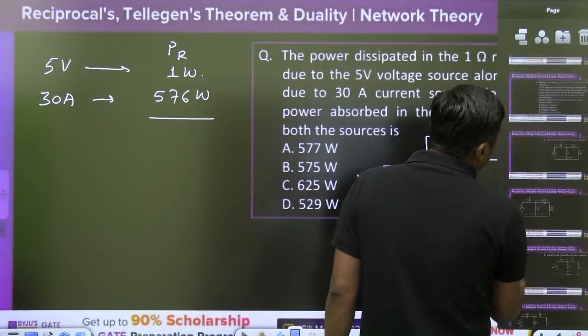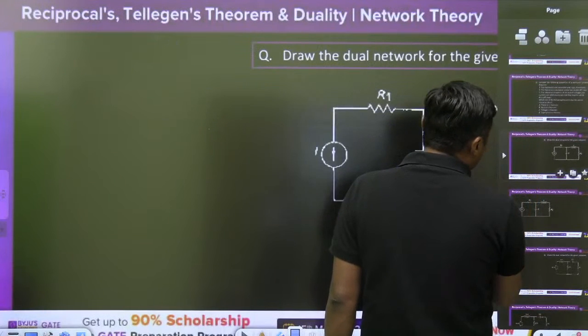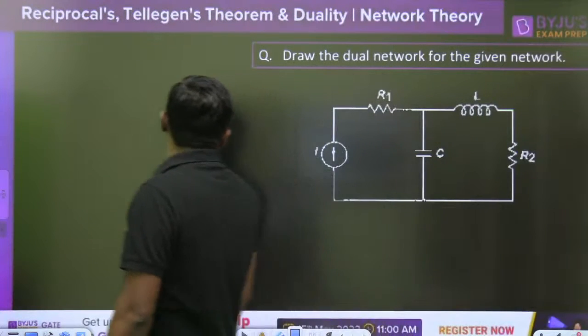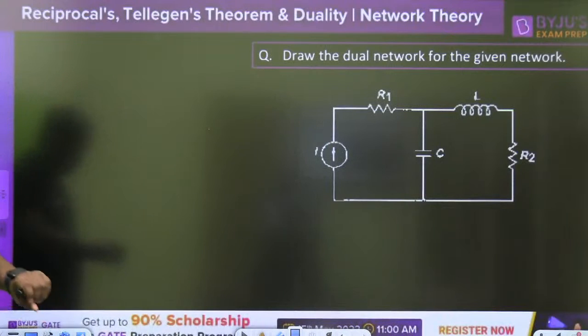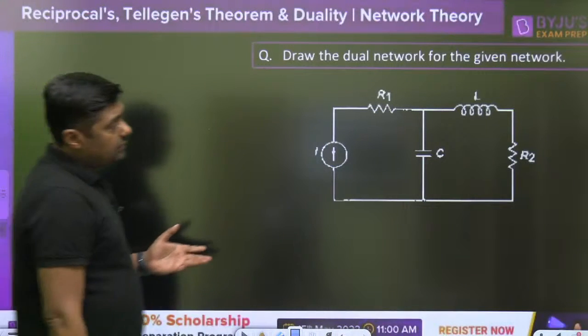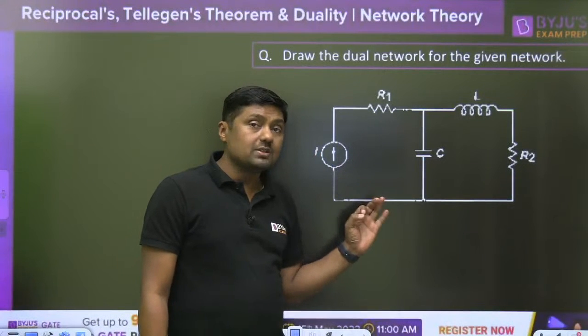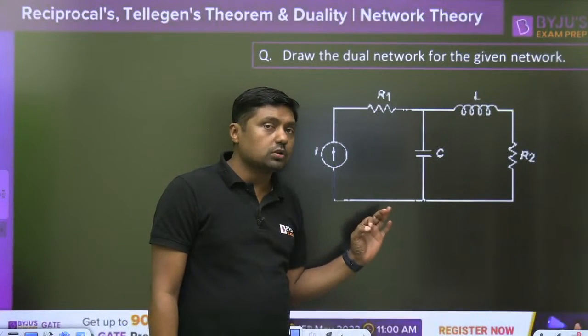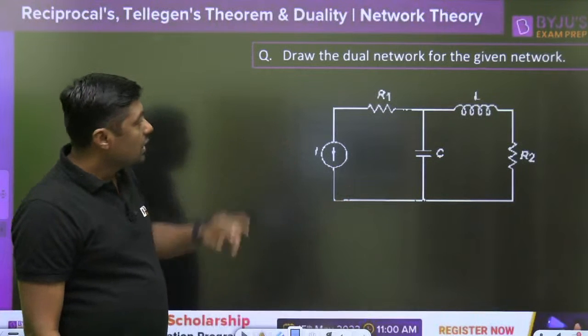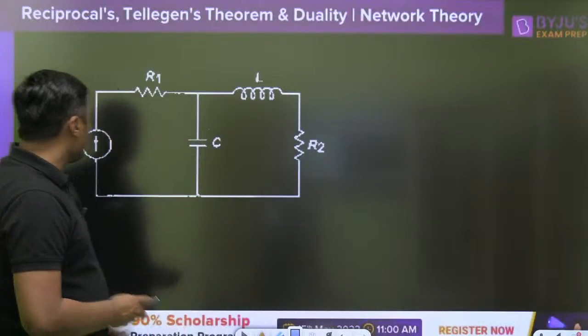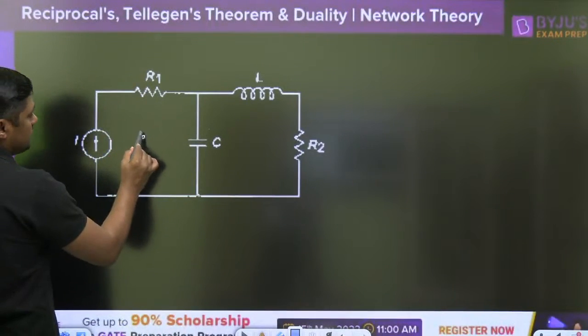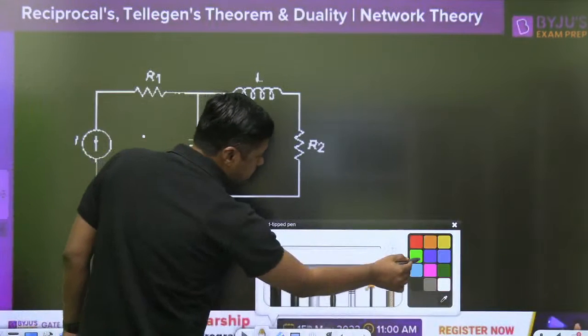Now simply, if this question is given, try to understand. Last one on duality: draw the dual network for the given network. If you want to draw the dual of this network, always remember the method. I am giving you the very simple method. First of all, put 3 points here.